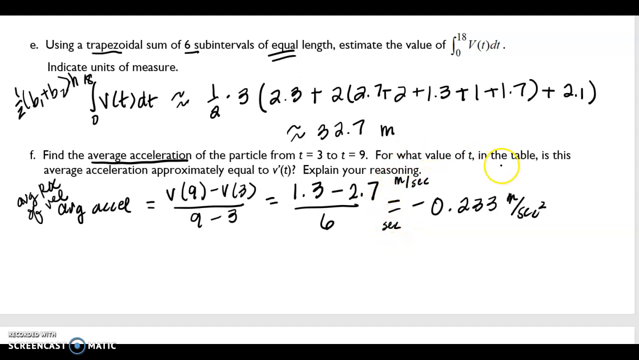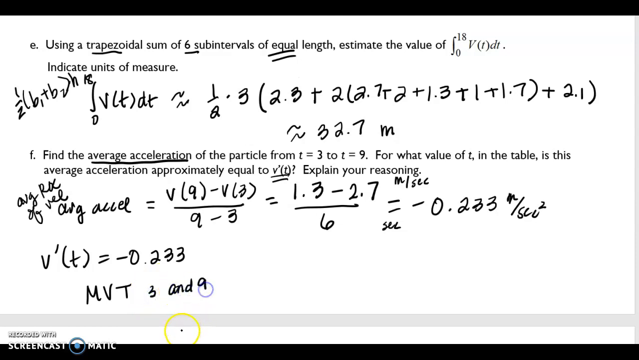The second part of this asks for what value of t in the table is the average acceleration approximately equal to v prime of t. So this is asking for when is v prime of t equal to negative 0.233. This is really asking you about the mean value theorem. And so we can always assume that velocity is differentiable. On the AP test, they'll probably tell us that it is. So it's asking for a mean value theorem between 3 and 9. And so since we did average acceleration between 3 and 9, then we know that the t is going to be between 3 and 9. You don't need to find anything more specific than that. That's okay.